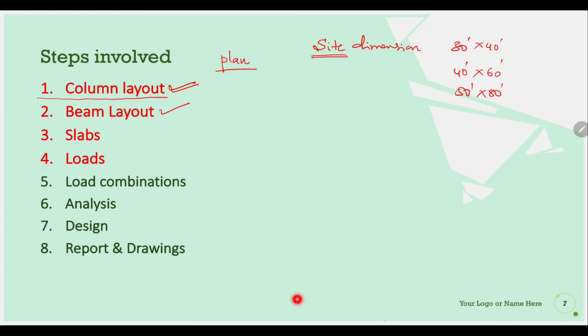Then you need to go for beam layout. We have different criteria for that. You can't fix the column layout arbitrarily. I will be explaining in the subsequent slides now. Then the slabs, the size of the slab, slab thickness. Then what are the loads to be considered?